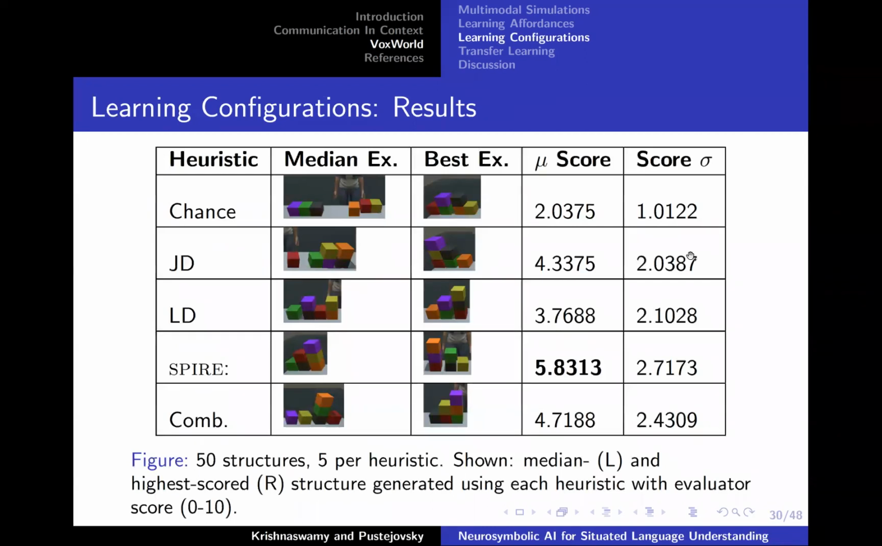So this chart shows we generated 50 structures, 5 per heuristic. This chart shows the median and highest scored structure generated using each heuristic with evaluator score 0 through 10. The graph matcher was the best performing heuristic compared to a baseline score of 2.0. And then we thought the combined version might be a little more sophisticated, but actually it turned out to not perform as well in terms of evaluator score.